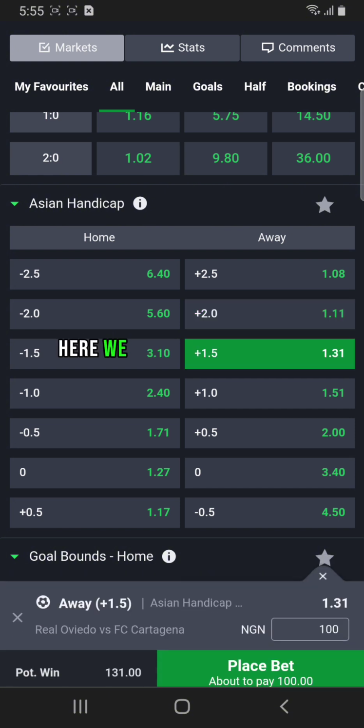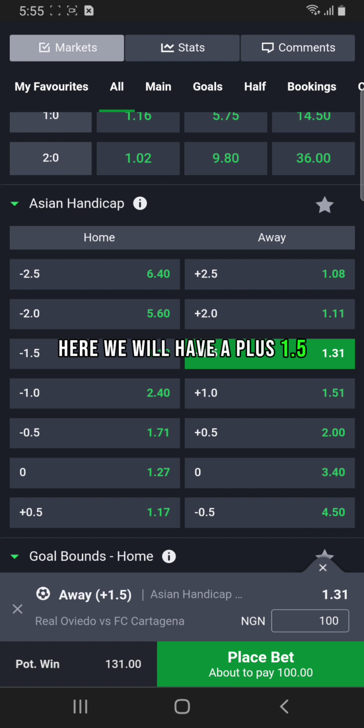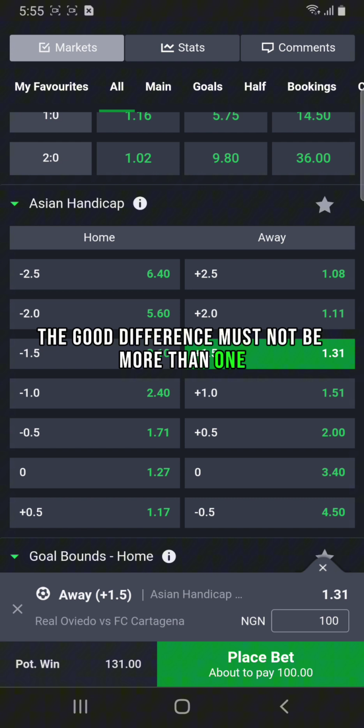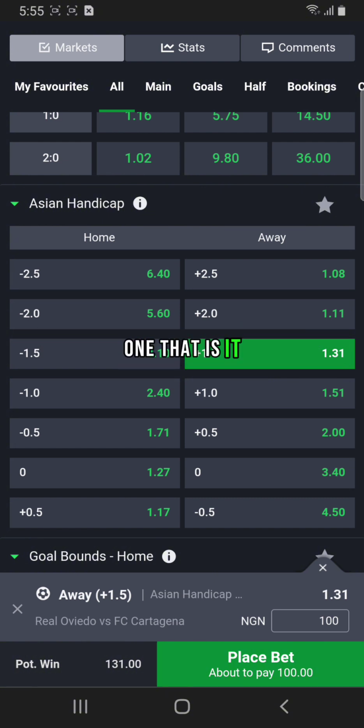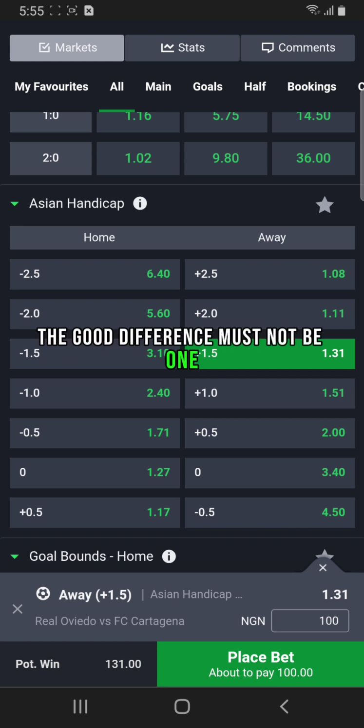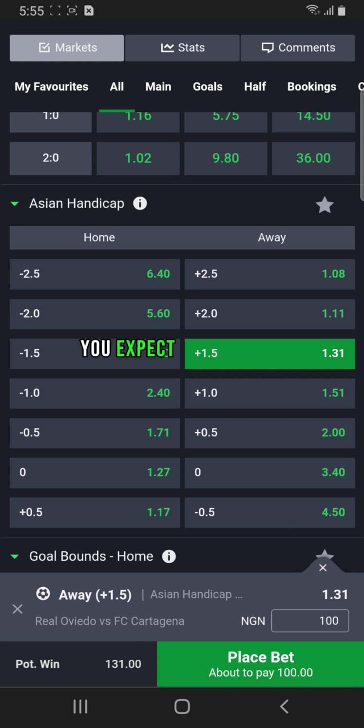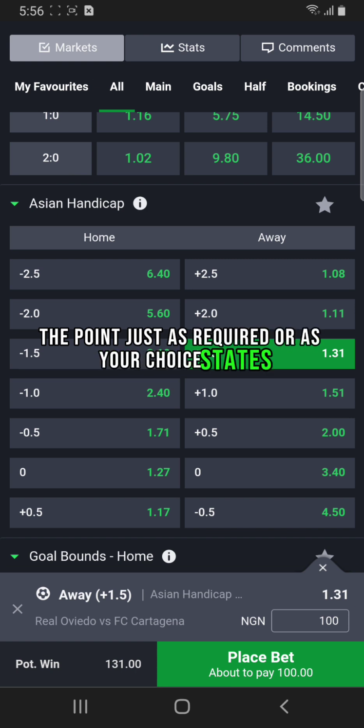Then once again, here where we have a plus 1.5. Plus 1.5 simply means that it is still an advantage to FC Cartagena. That means the goal difference must not be more than 1. The goal difference must not be more than 1. That is it. And in table tennis, you expect them to win just 1 set. You expect FC Cartagena to win just a set. While in basketball, you expect them to gain the point just as required or as your choice states.